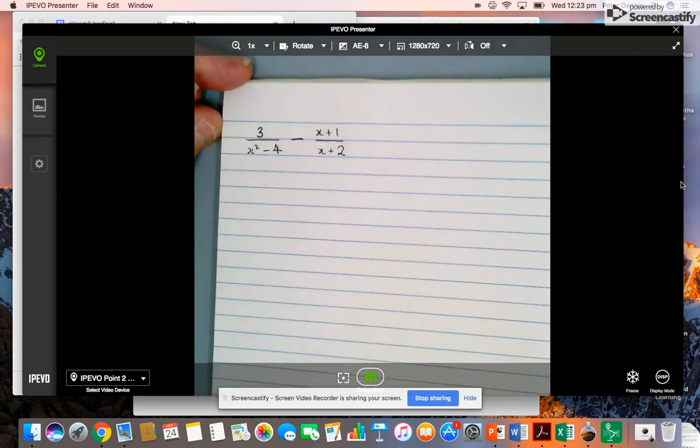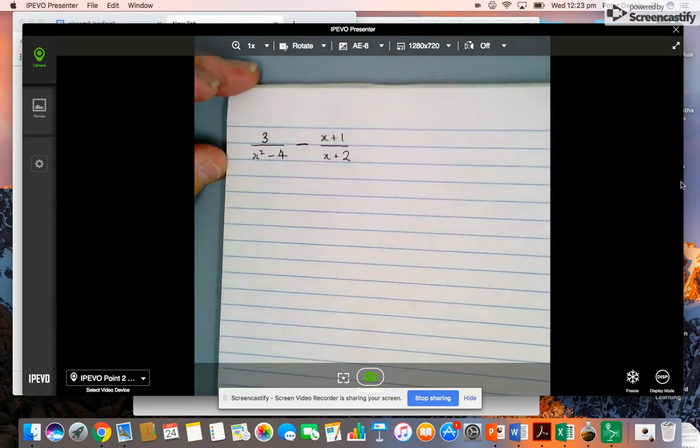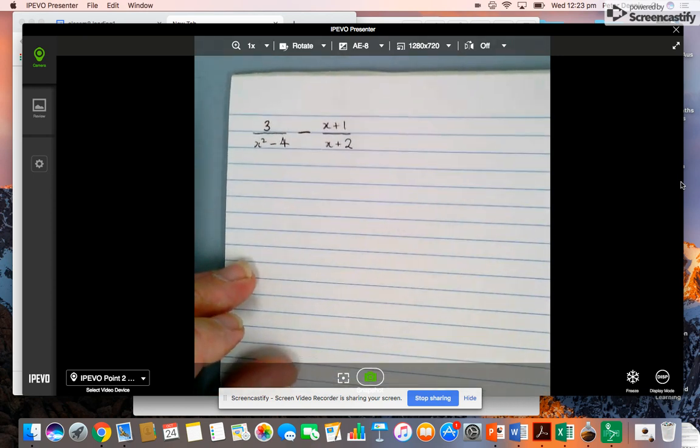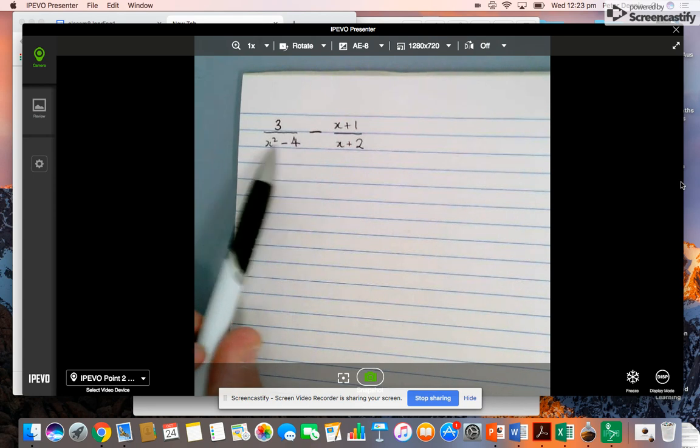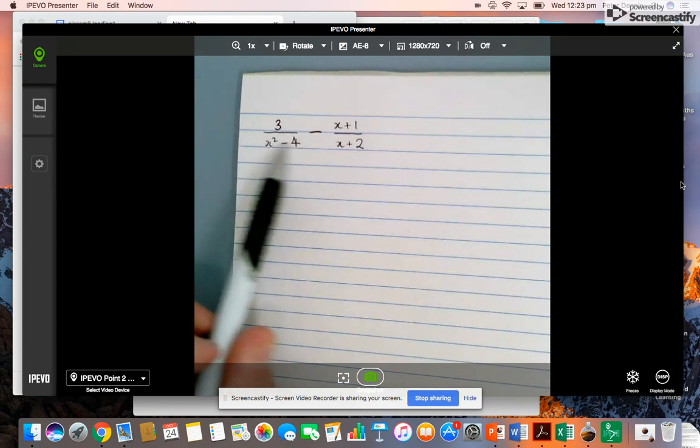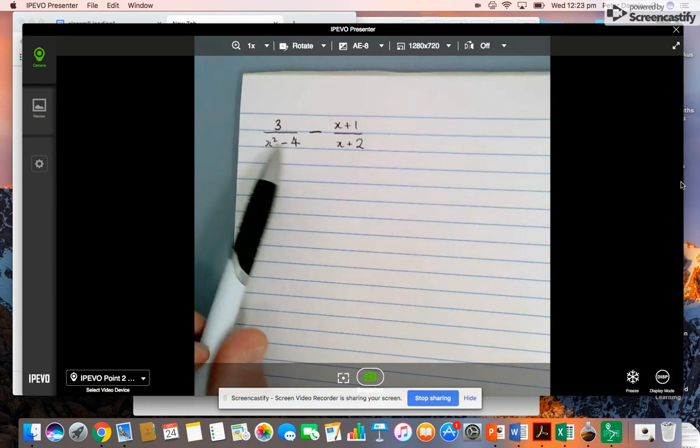So let's look at the last one, and this combines a little bit of factorising as well. We've got 3 over x squared minus 4 minus x plus 1 over x plus 2. And this minus is going to be a bit of an issue as well. So a common factor first. Now, those of us that are mathematicians see this straight away as a difference of two squares, and we can factorise it. But if you don't see that, how do you factorise it?